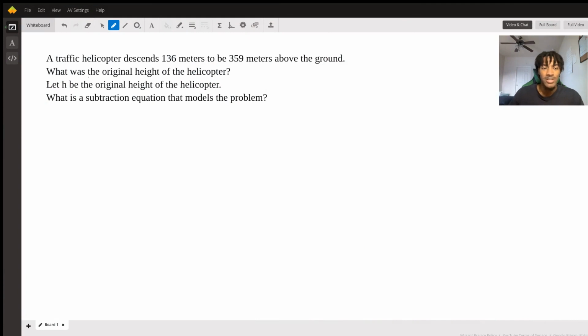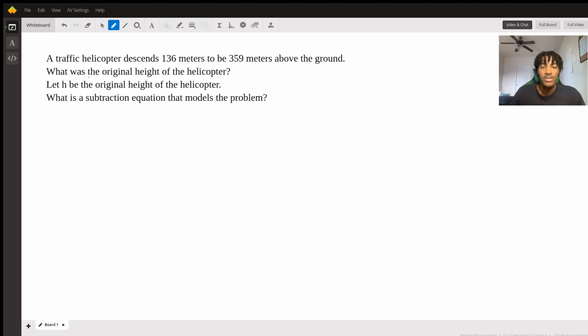So here it says, a traffic helicopter descends 136 meters to be 359 meters above the ground. What was the original height of the helicopter? Let H be the original height of the helicopter. What is a subtraction equation that models the problem?